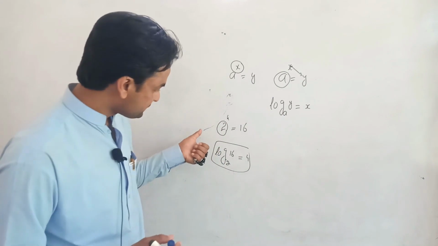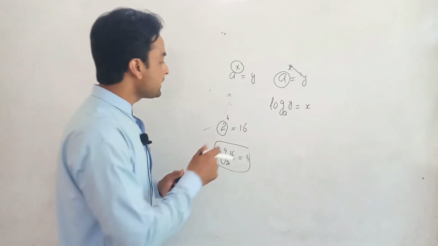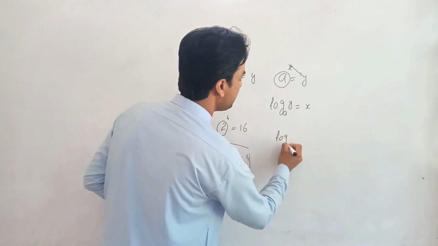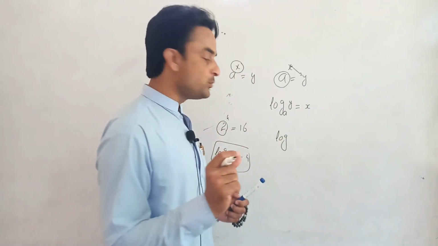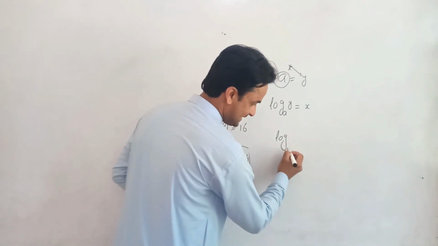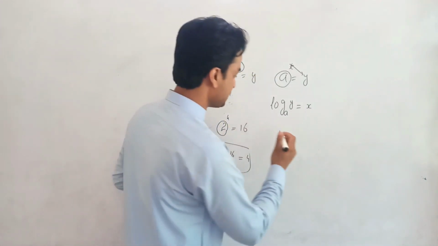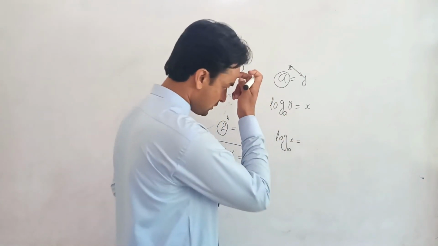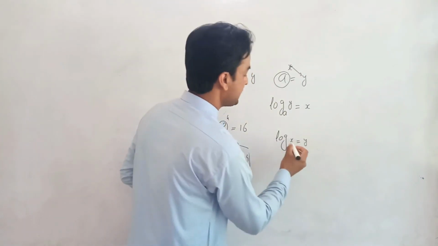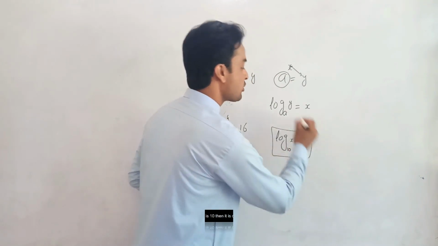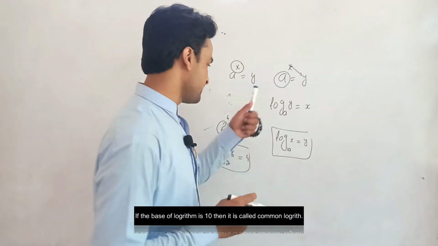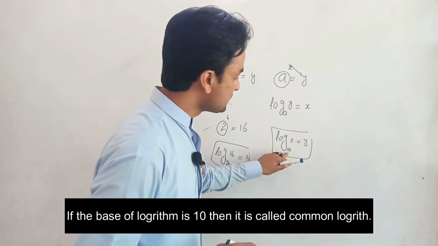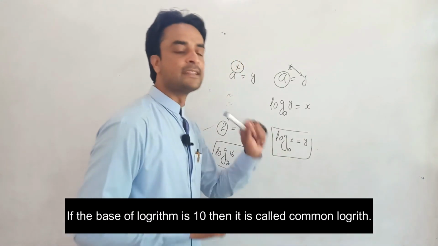And next, the base may be another number. The base may be different, but commonly we use base 10. That is, log of x to the base 10 is equal to y, and this is known as common logarithm. This base may be a different number, but here commonly we use base 10.